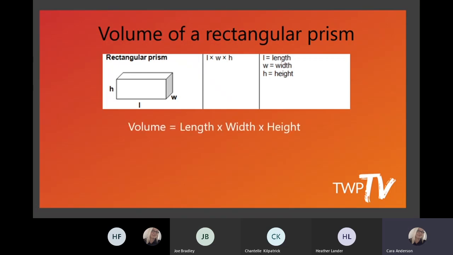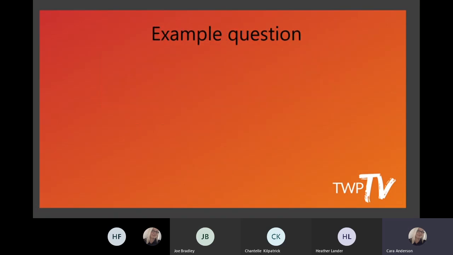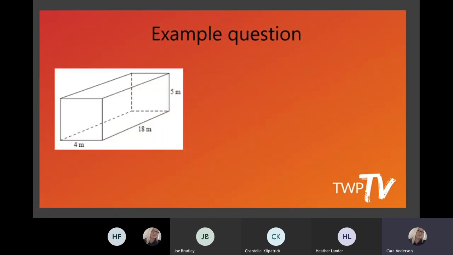So the volume is length times width times height. Could be written in any of those formats. As long as you remember what to do, that's the main thing. So looking at an example question, so this could be an example exam question saying, can you work out the volume of this shape? Okay, so we know that the volume is LWH. We know from the rules earlier, we must put in a multiply between those letters. So it's going to look like this.